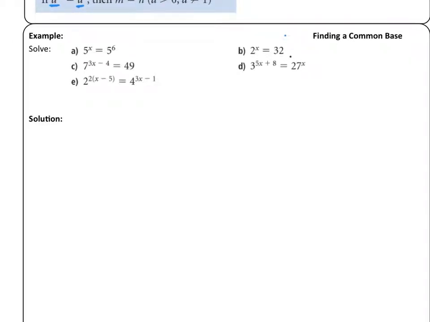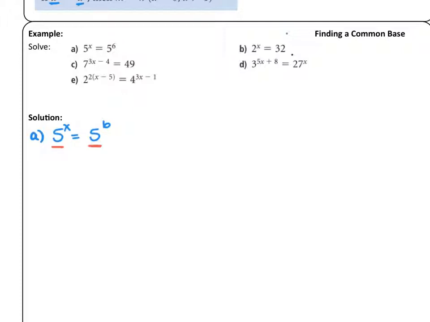First one's really simple. A, 5 to the x equals 5 to the 6. We already have the same base, so that just leaves us to say, well, if that's what it equals, then x must equal 6. So you can just drop the base once they're the same. B, 2 to the x equals 32. We sort of already did that up above. So again, we put it in the same base, and then we can say x equals 5.